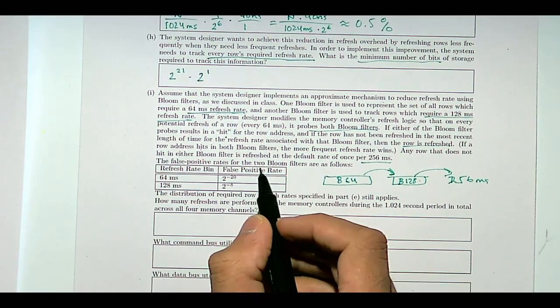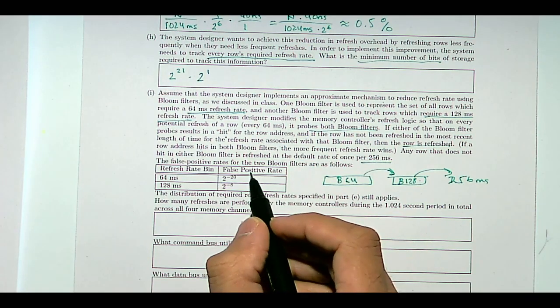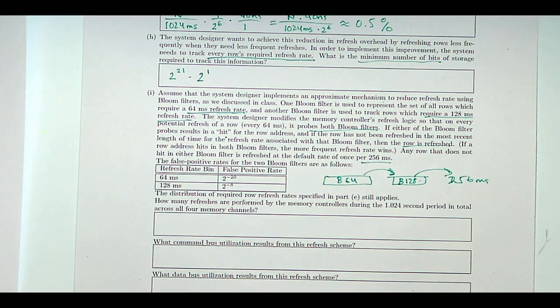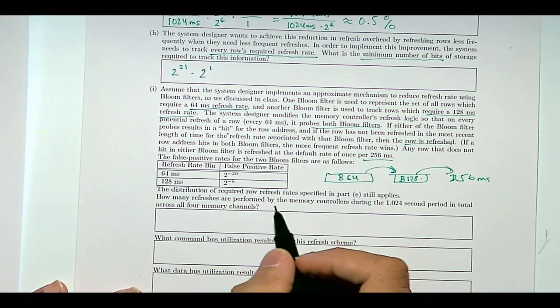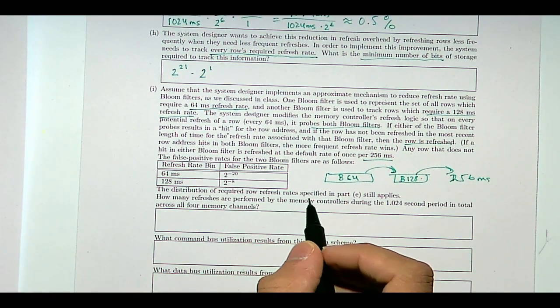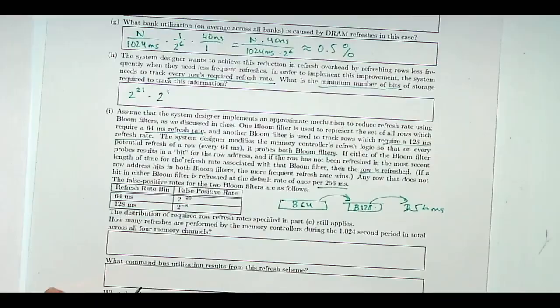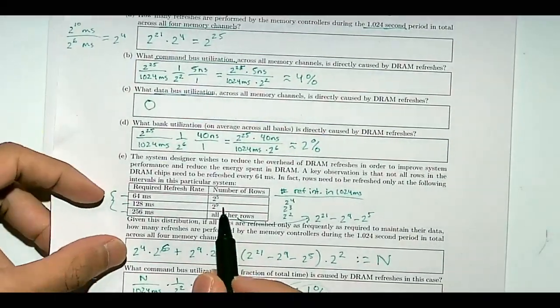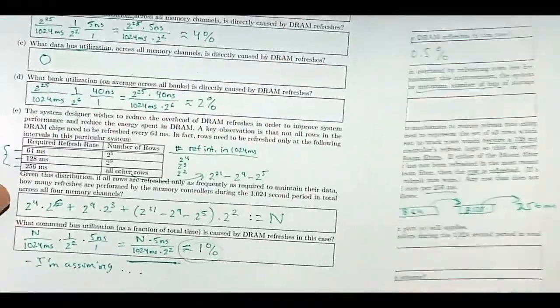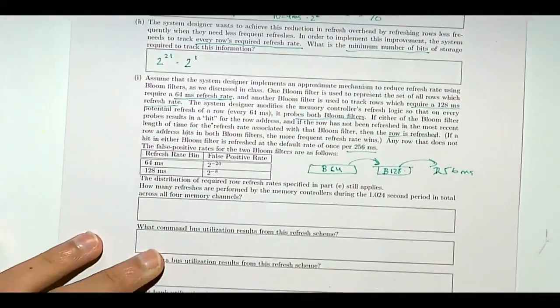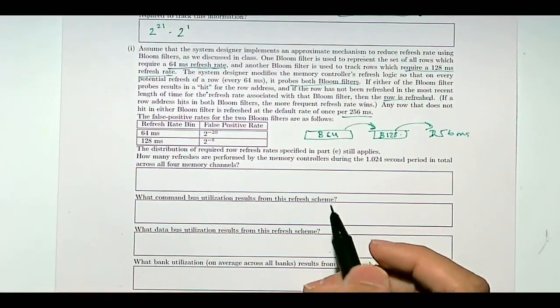Here we're provided with the false positive rates for the two Bloom filters. The false positive rate is essentially, if we query the Bloom filter with a particular address, the probability that it will tell us it's in that bin even though it's not. And we're saying that the distribution of row refreshes specified in part E still applies. So this table is the same set of values we're going to use for this part of the question. Now it asks us to repeat the same computations, essentially.